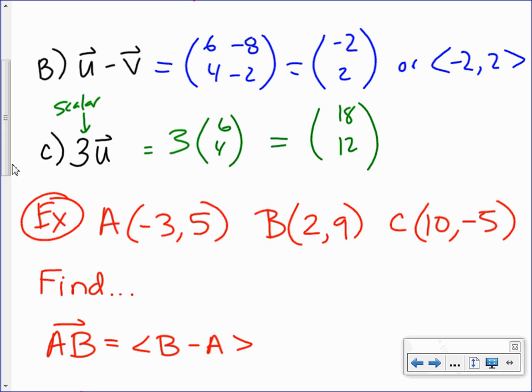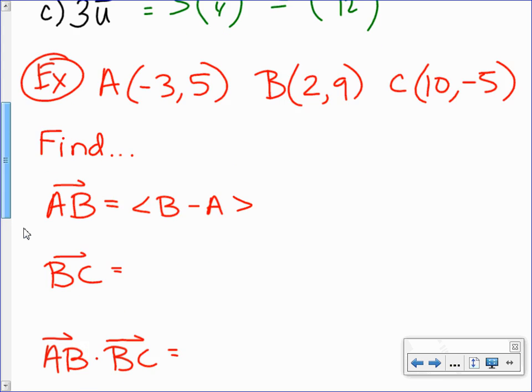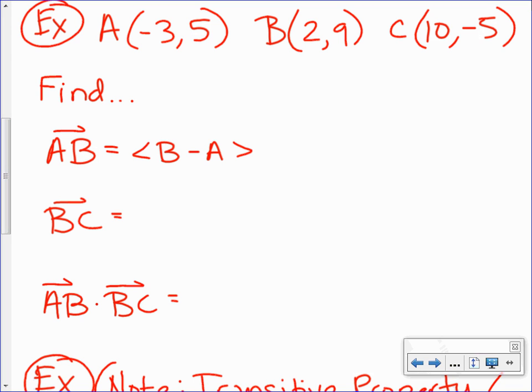But now if you're combining vectors, A, B, C, it's easy as B minus A. If you want to find vector AB, it's B minus A. It's the second one minus the first one. So this is the same thing as 9 minus 5 and 2 plus 3. True?